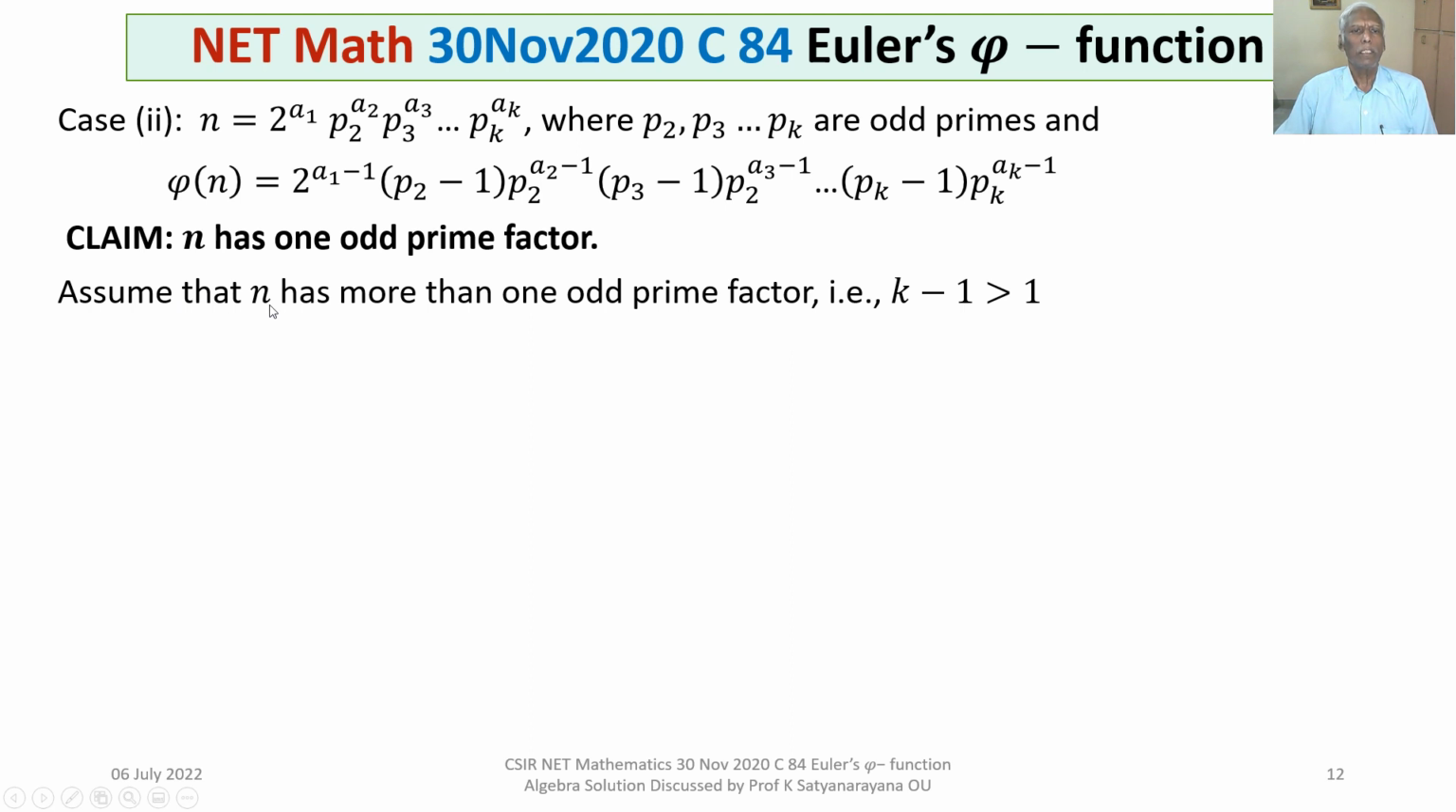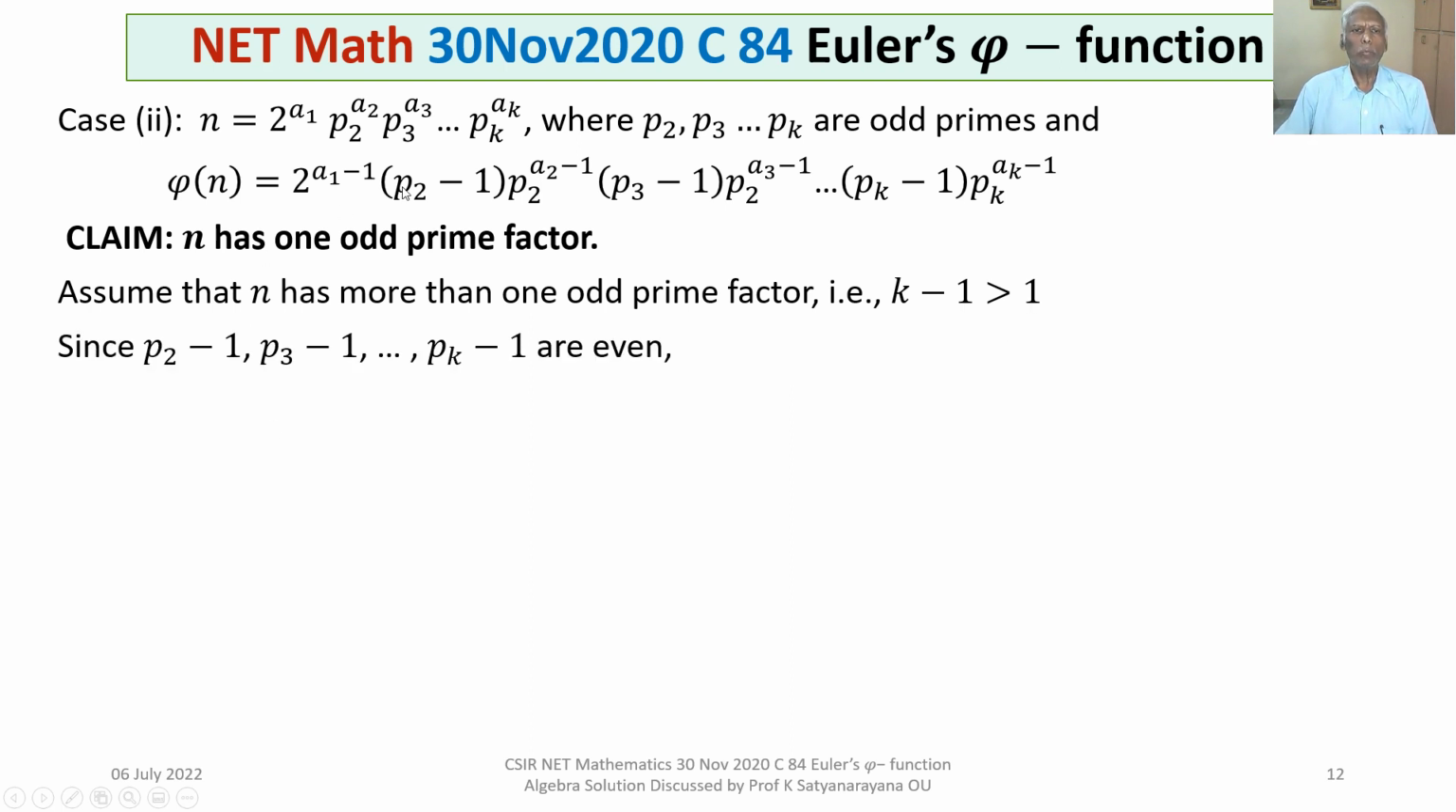Assume that n has more than one odd prime factor. Then, how many are these? P2, P3, ..., Pk. They are k minus 1. And they are more than 1, meaning k minus 1 is greater than 1.